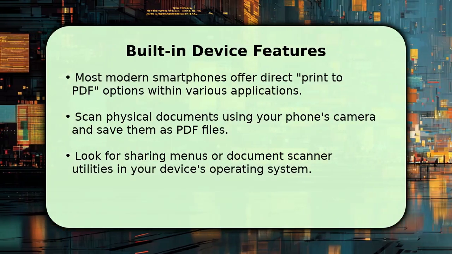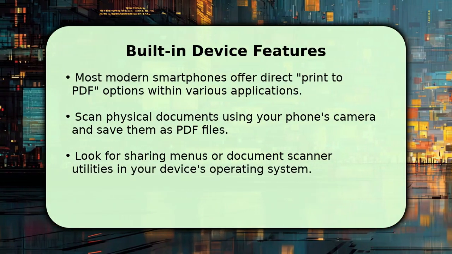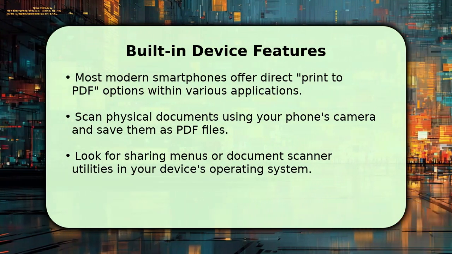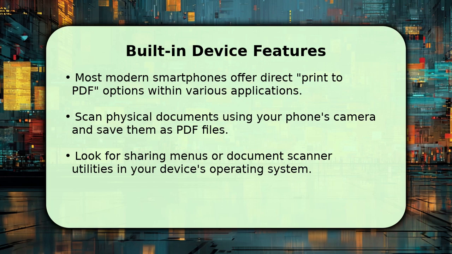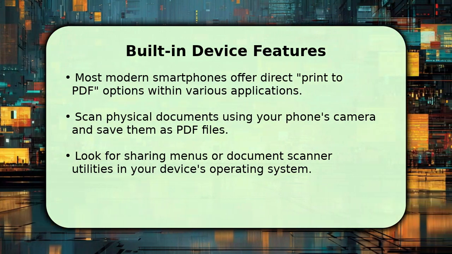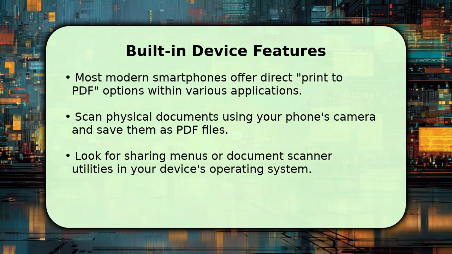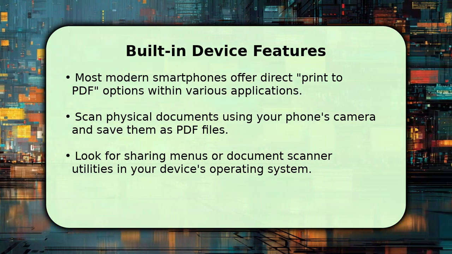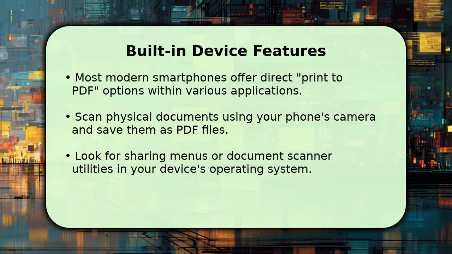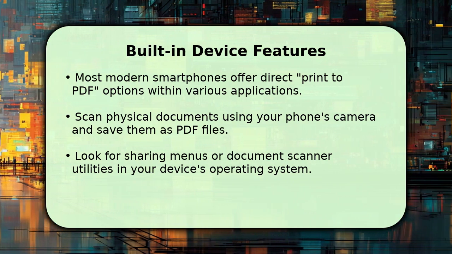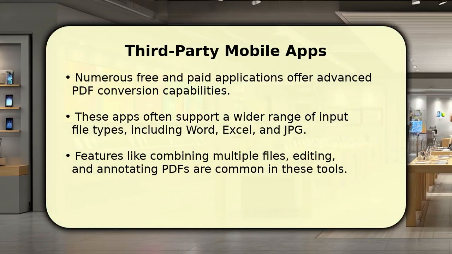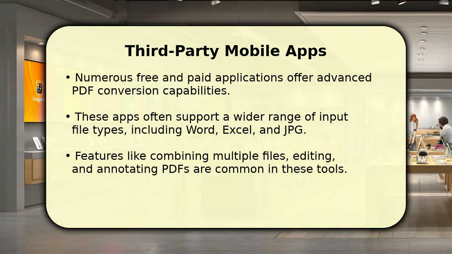Many mobile devices provide convenient built-in tools for PDF creation. For instance, when you share a document or web page, look for an option to print to PDF or save as PDF in the sharing menu. Additionally, your phone's camera can double as a document scanner. It captures a clear image of a physical document, automatically crops it, and converts it into a digital PDF with just a few taps. For more robust features, consider downloading a dedicated third-party PDF converter app.